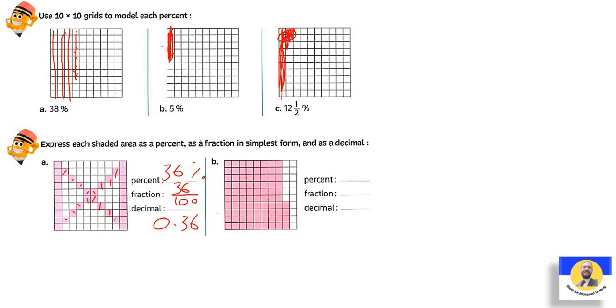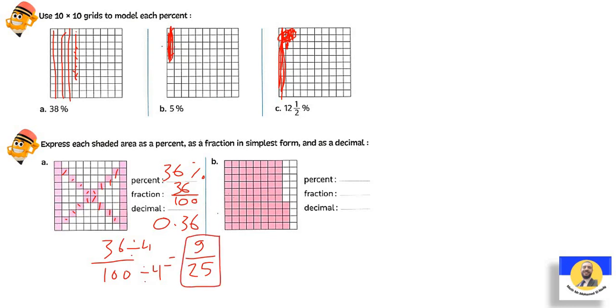طب ازاي يا مستر simplest form? For example, we can make divided by 4. Okay, so 36 over 100. We can make divided by 4 up and down. So 36 divided by 4 it's 9 and 100 divided by 4 it's 25.